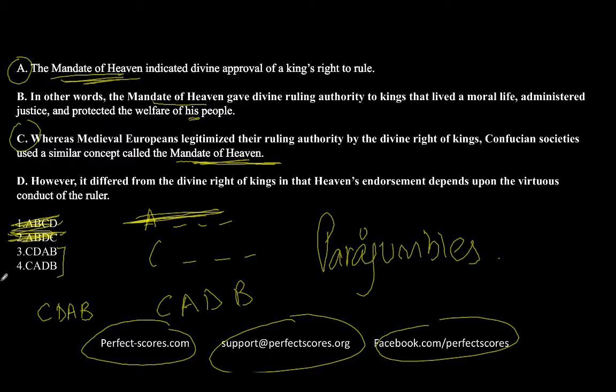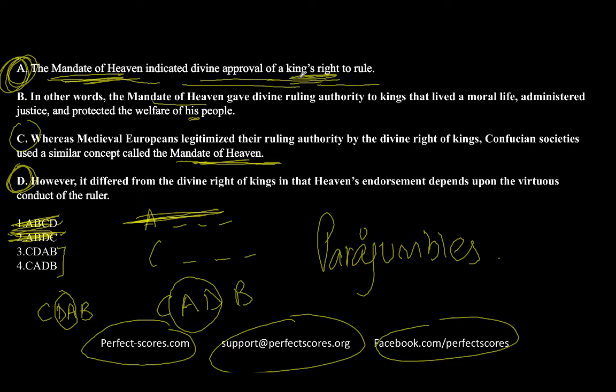So one thing that can help us solve this query is looking at the relationship between A and D. So we talk about A, the mandate of heaven indicated divine approval of a king's right to rule. And then you have D. However, it differed from the divine right of kings in that heaven's endorsement depends upon the virtuous conduct of the ruler. Now again, it's a logical solution. You talk about mandate of heaven means a divine approval of the king's right to rule, but it is different from the divine right of kings.